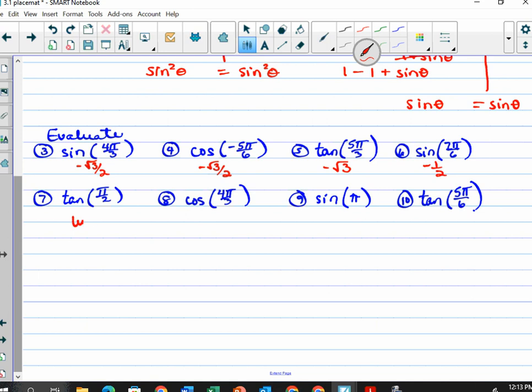Undefined. And guys, remember, you can't say, okay, that's 1 over 0, and then stop there. If you leave it like that, that's telling me you don't really know what it is. You're searching for pity points, okay? Right, undefined. You can abbreviate, that's fine. What is the cosine of 4 pi over 3? Sine of pi? 0. Tangent of 5 pi over 6.